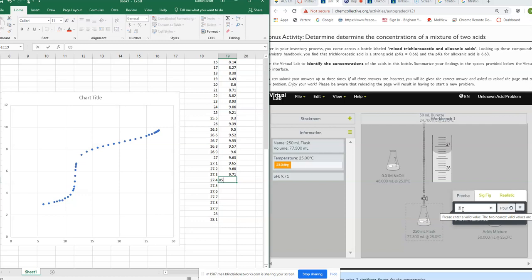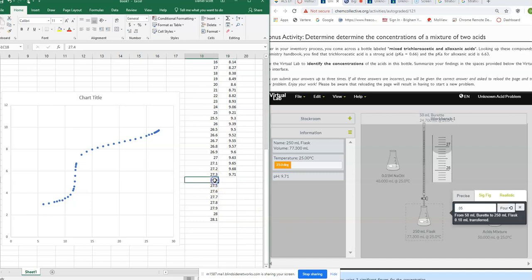Is that just because of the graph, or just because the pH isn't going up as much? Why are the dots getting so much closer together? It's because I'm adding smaller volumes, right? I've just switched again to, instead of 0.1, I'm going to add 0.05. So I'm at 27.3 milliliters.